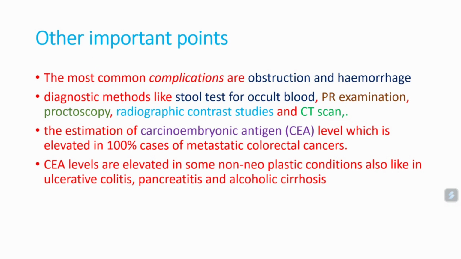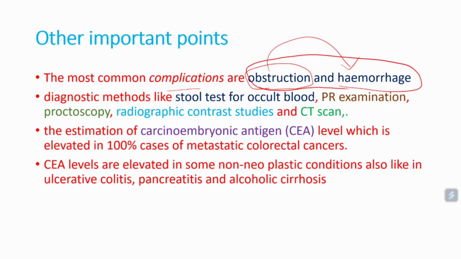And if you see another important point in colorectal cancer, the most common complications are obstruction, which is seen mainly, and obstruction again leads to hemorrhage. So obstruction and hemorrhage are the main complications in colorectal cancer. Obstruction is a very, very important complication. Okay, and a few diagnostic criteria.